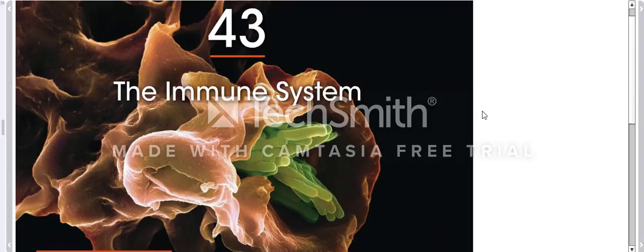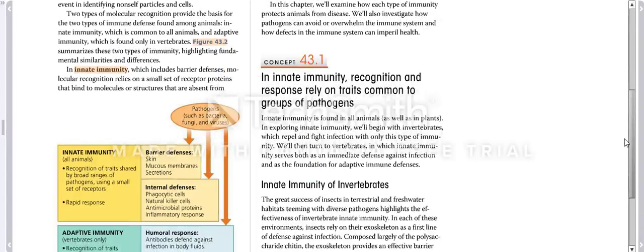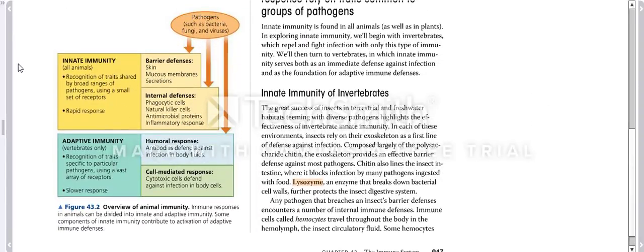Now, figure 43.2, let me get to that. Figure 43.2 is right here. It's really good at distinguishing the differences between innate immunity and adaptive immunity. Innate immunity utilizes your barrier defenses, like your skin, your mucous membranes, and is present in all animals and plants. The barrier defenses have a rapid response, and the internal component of them is encompassed by things such as killer cells and inflammatory responses.